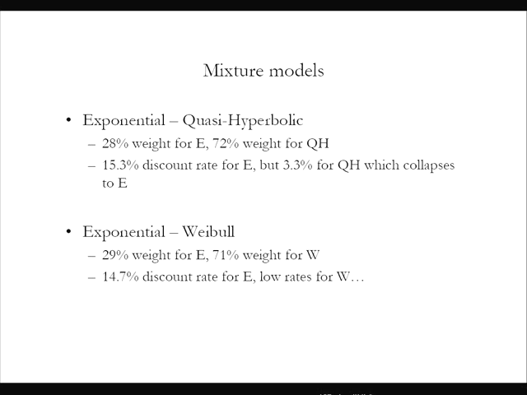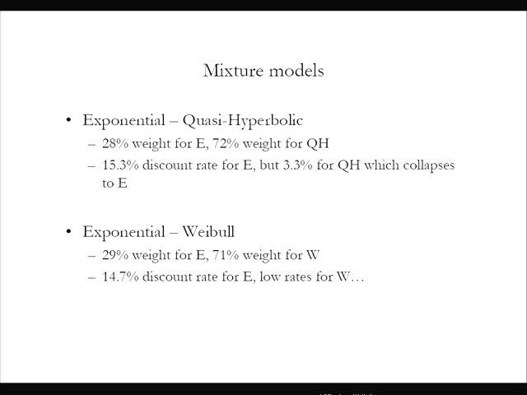So, we can also look at the mixture models. If we look at the mixture models and the exponential and quasi-hyperbolic specification, then there is a 28% weight for the exponential function and a 72% weight for the quasi-hyperbolic specification. However, the beta parameter in the quasi-hyperbolic specification is not statistically significantly different from 1. So what we are seeing here is two exponential types of people.